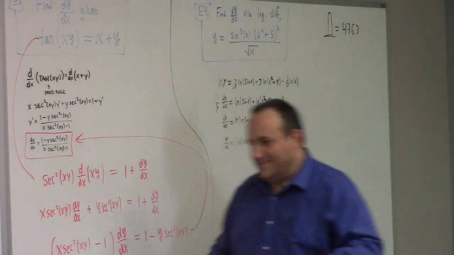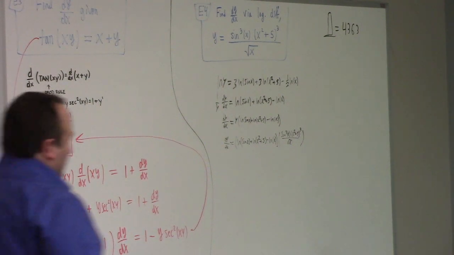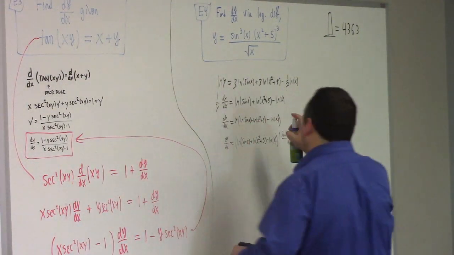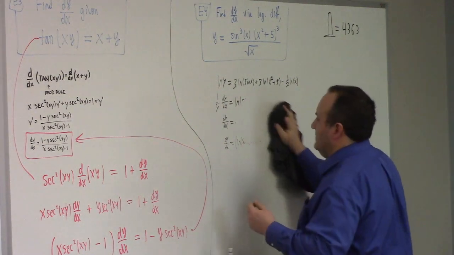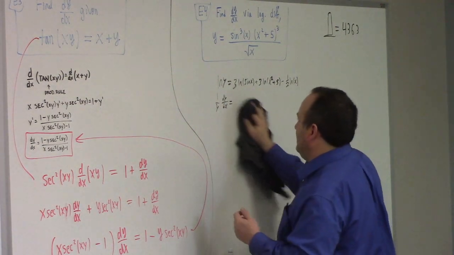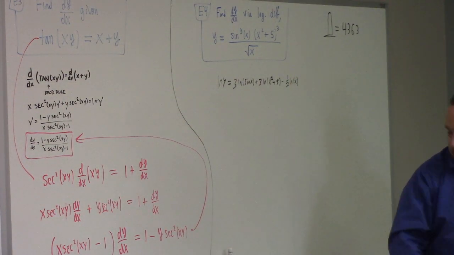It was going well to that step, but that's good. It's good, it's good, it's good. I can fix it. So the starting point is good. The 1 over y dy dx is good. But I've erased it. My apologies.